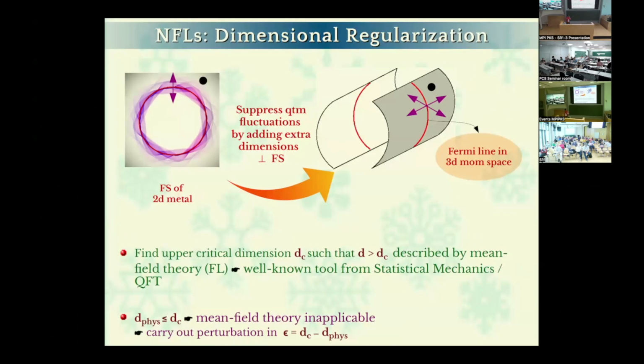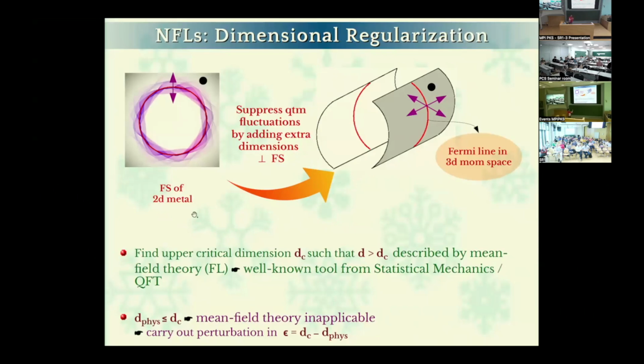Then the probability of this black dot getting hit by this fluctuation is very high when we are at 2D. But now mathematically, let us imagine that we are embedding this ring in a higher dimensional space. For example, here it's a three-dimensional space, and so we have this Fermi line embedded in this 3D momentum space. By doing this, what we have done is that we have suppressed the quantum fluctuations by adding these extra dimensions perpendicular to the Fermi surface.